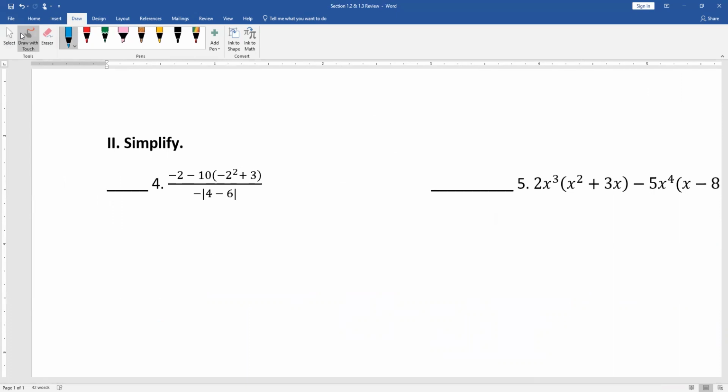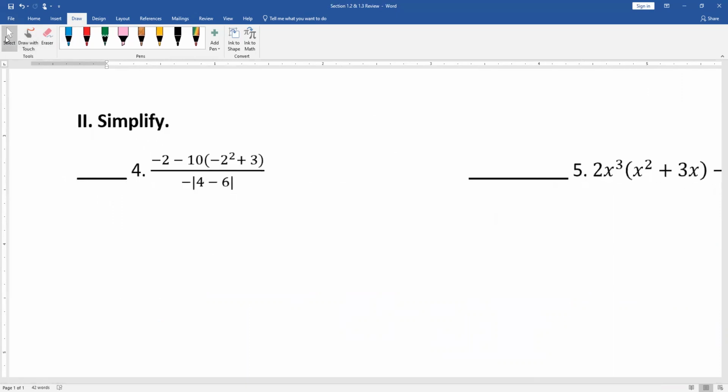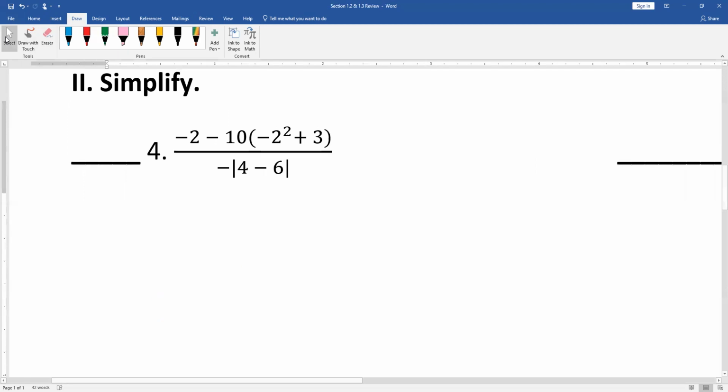Okay, so for number 4, first we want to look at our grouping symbols. At this point, I want you to think of PEMDAS as GEMDAS. It's not parentheses all the time. It's also other grouping symbols, one of which, a very important one, is your absolute value. So first, I'm going to simplify my numerator, then I'm going to simplify my denominator, then we're going to put them back together to solve.